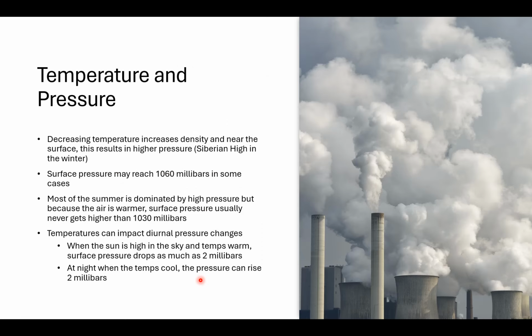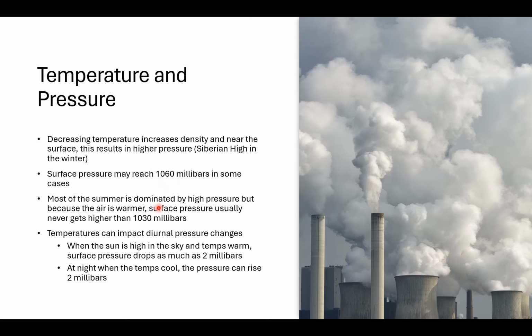With temperature and pressure, decreasing or colder temperatures increase your density, and near the surface specifically, this is going to result in higher pressure. Some of the strongest high barometric pressure readings have occurred in the wintertime over Siberia in association with the Siberian high. There have been cases where surface pressure has reached 1060 millibars. Just for reference, 1013 millibars is average sea level pressure. So you can really see how dense and cold that air must have been at 1060 millibars.